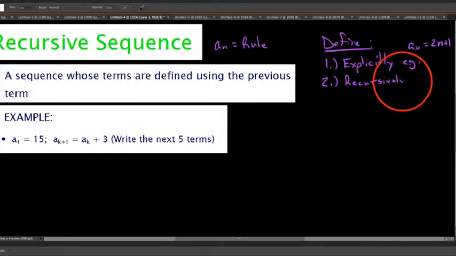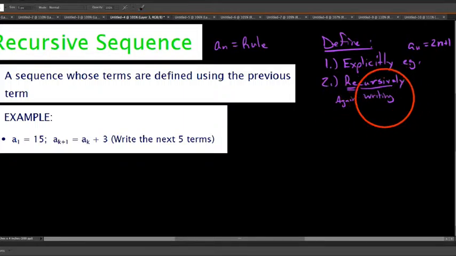Recursively. I kind of think about it like this. I hate to pick a word apart, but we say again, and cursive, I always think of writing, like writing again, again writing. It's really weird to think about it this way, but a sequence whose terms are defined using the previous term is defined what we call recursively. A famous example is the Fibonacci sequence.